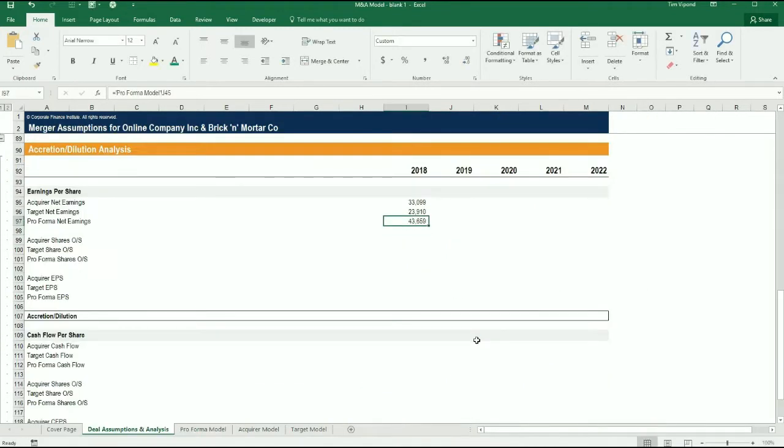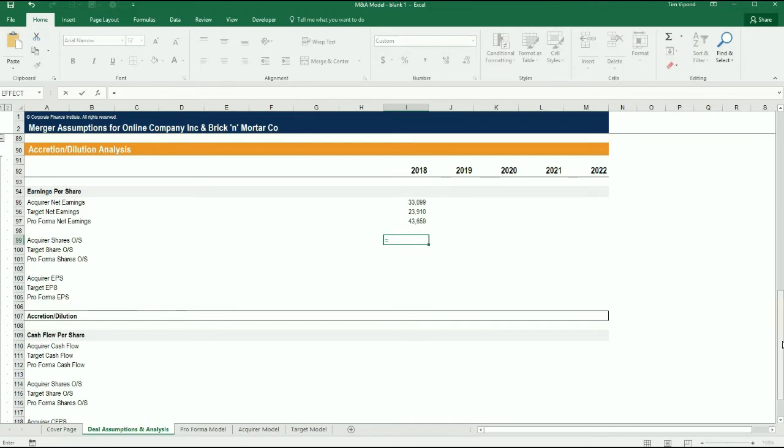So what you'll notice right away is that the acquirer's net earnings go from 33 million to 43 million, a huge increase percentage-wise. But that doesn't necessarily tell shareholders if they're better off. They need to look at how many shares were issued and see how much their earnings per share have changed as a result of the transaction.